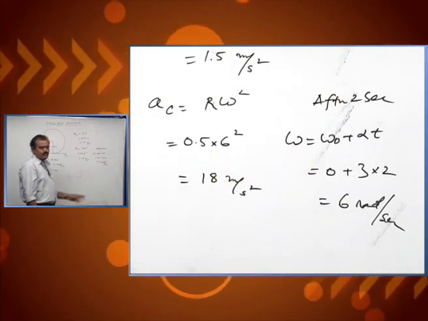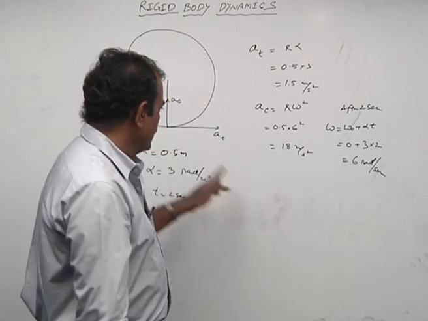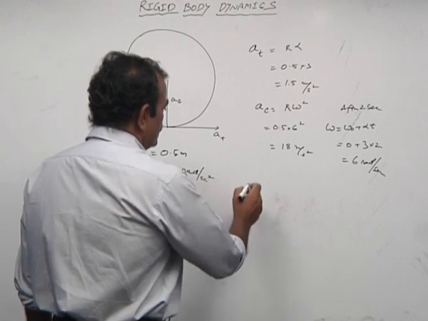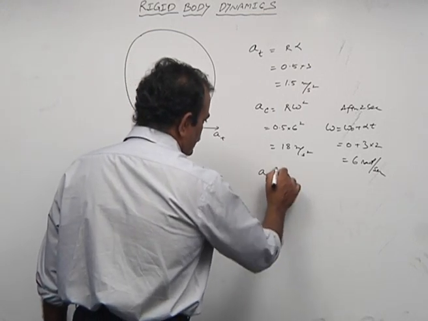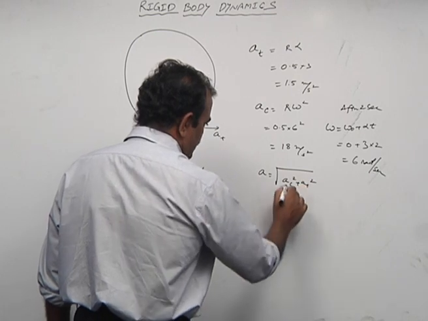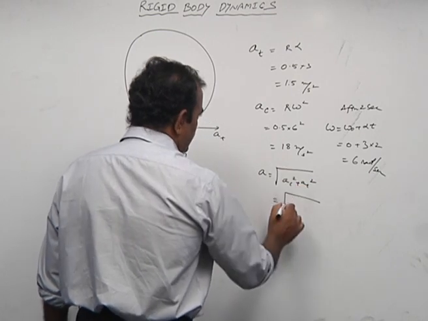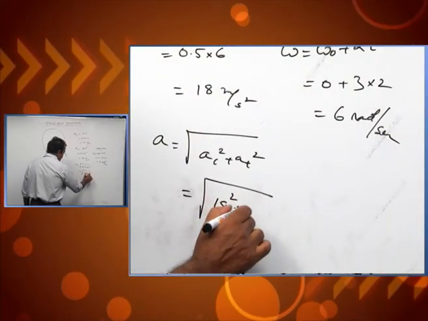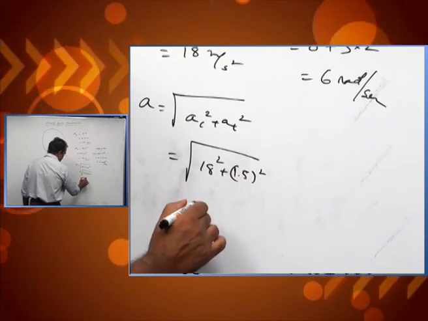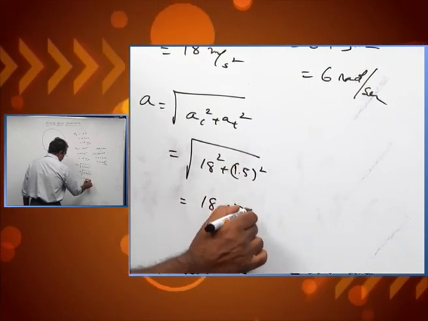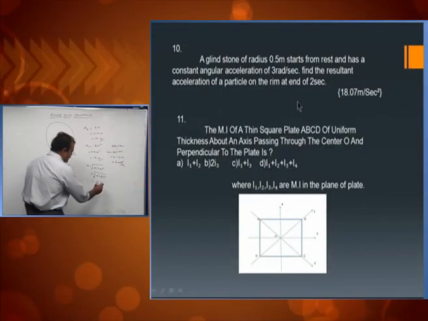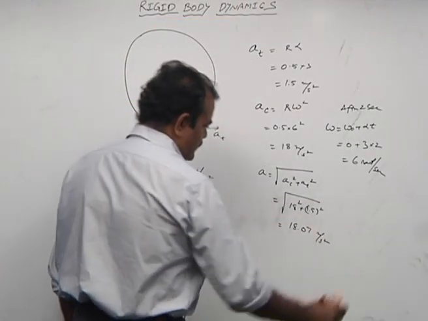So now we got these two values, the centripetal and the tangential. Now you have to find the resultant of these two. A is equal to square root of AC square plus AT square, which is the square root of 18 square plus 1.5 square, and that will be closer to 18.07. So the answer is 18.07 meters per second square.